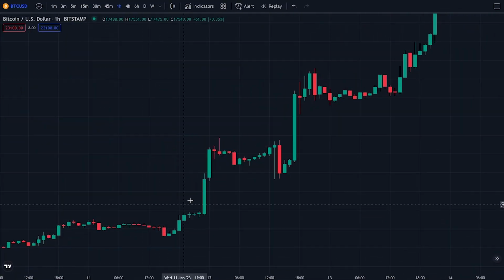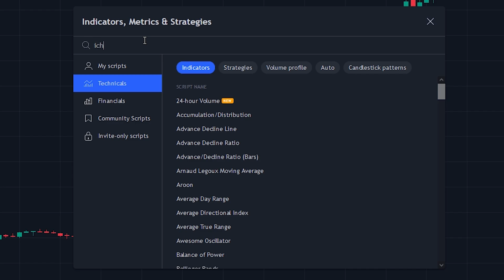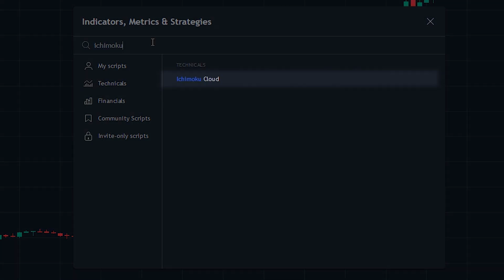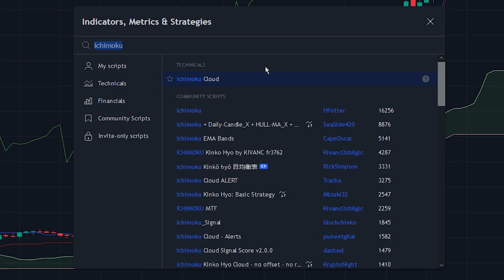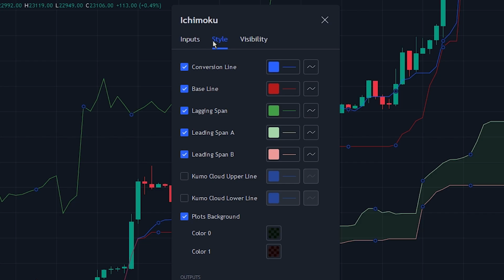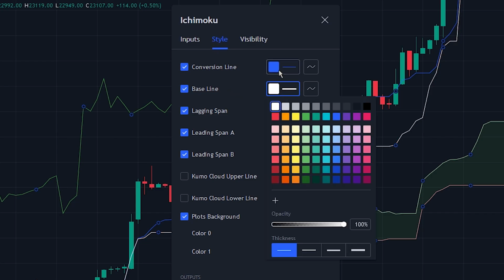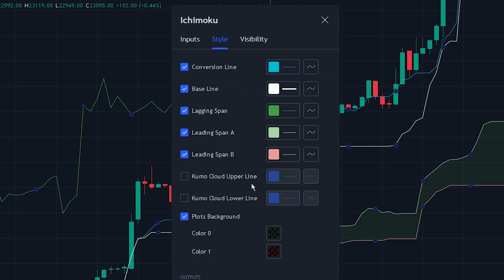Let's first add the indicator to the chart. Head over to the Indicator Search tab and search for the Ichimoku indicator. Select the indicator made by TradingView and add it to the chart. After that, navigate to the indicator settings and click on the Style tab. We will be changing the baseline color to white and change the conversion line color to a lighter blue to make the lines easier to see. That was all that we needed to do.